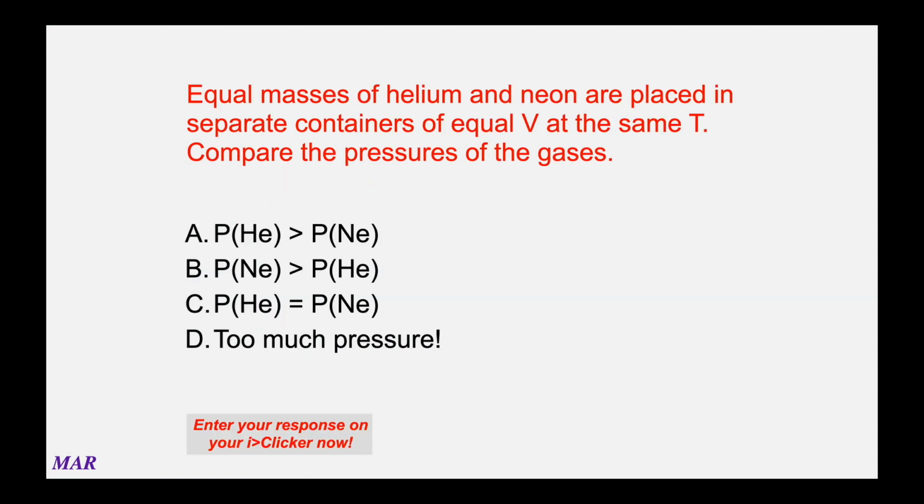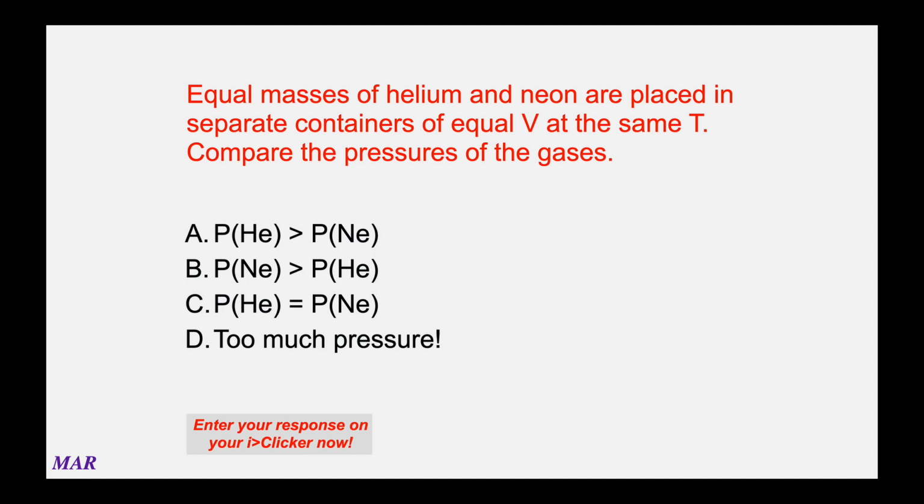Equal masses of helium and neon are placed in separate containers of equal volume at the same temperature. Compare the pressure of the gases, all right? You might be tempted to automatically put D, too much pressure, science, but trust me, that's not the right answer here. So anyway, equal masses of helium and neon. See if you can figure out which one of those is the correct answer. I recommend pausing the video. You can work on it, and when you're ready to talk about the answer, unpause it. We'll talk about the answer. Pause the video now.